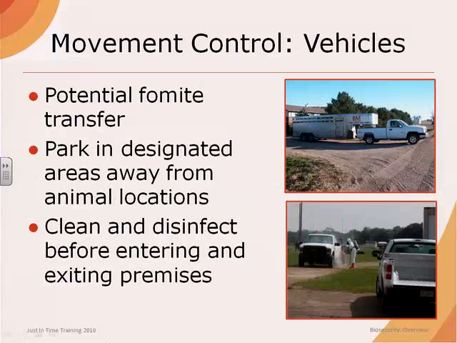Vehicles can serve as fomites and transfer pathogens to additional locations if proper biosecurity measures are not taken. Any responders or visitors allowed access to the premises should park their vehicles in a designated area away from animal housing locations. This will help to prevent possible contamination of vehicles and fomite transmission of the disease.